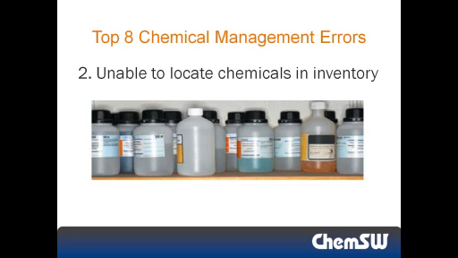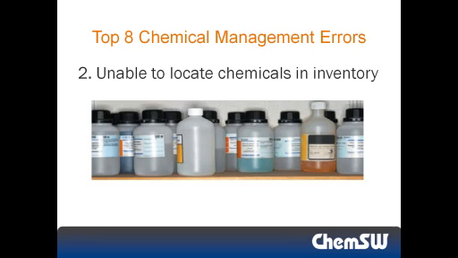The second most common chemical management error is definitely related to the first: not being able to locate chemicals you need when you need them. Again, to my earlier point, people will just reorder what they can't find, especially if they have an open purchase card, and we see this quite a bit in universities.